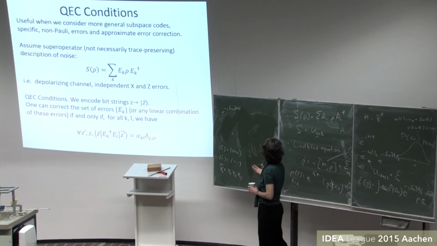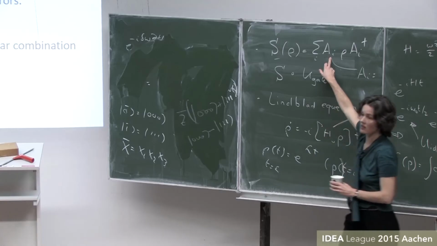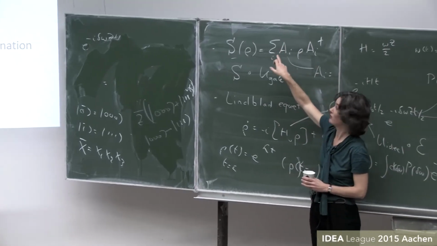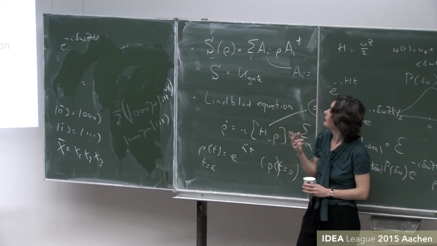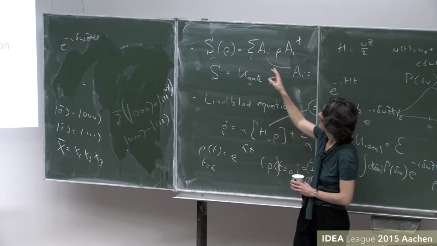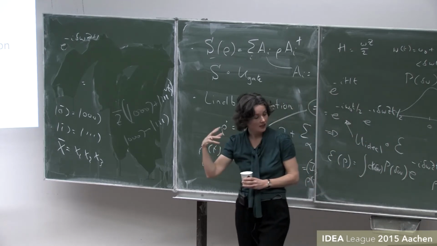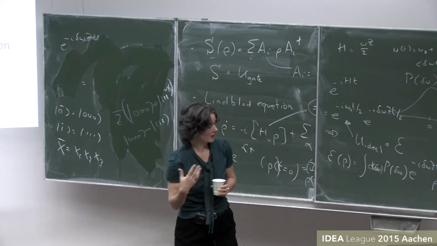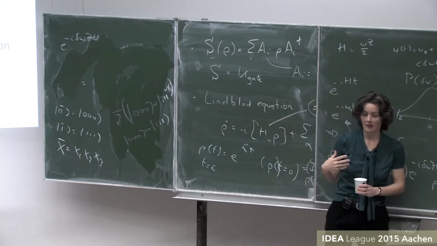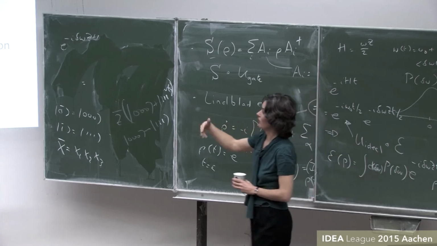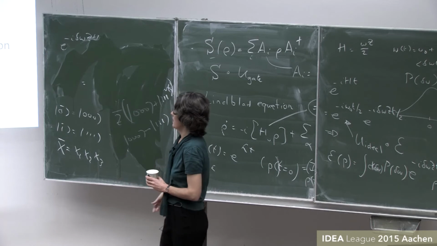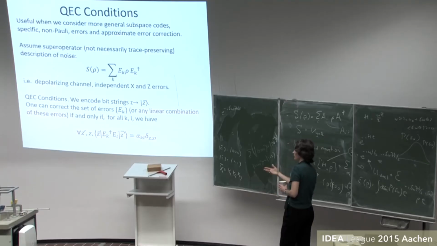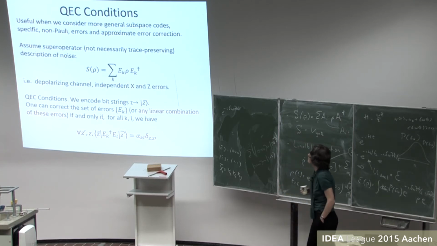So for approximate error correction, you say, well, I have a bunch of errors which are specified, the operators A_i, and I cannot correct them perfectly. I'll tell you what it means to correct errors. Then these error correction conditions that I'll tell you will be fulfilled approximately. They will be fulfilled up to some order. There'll be some remaining terms which are small, but which would violate these conditions to be true.